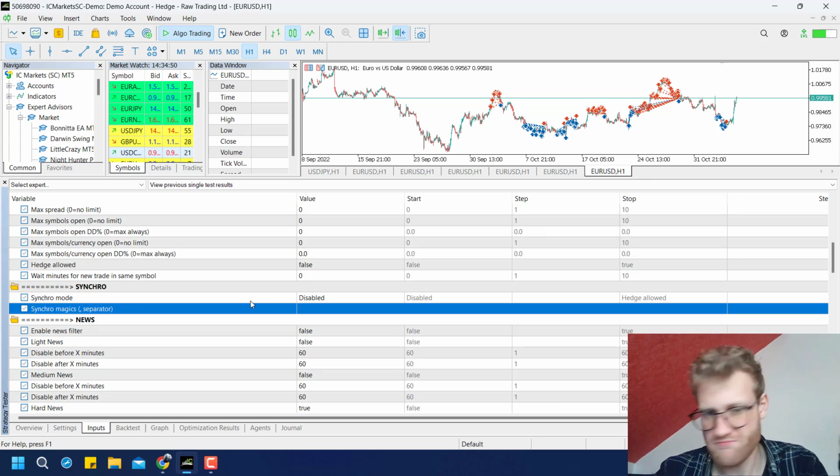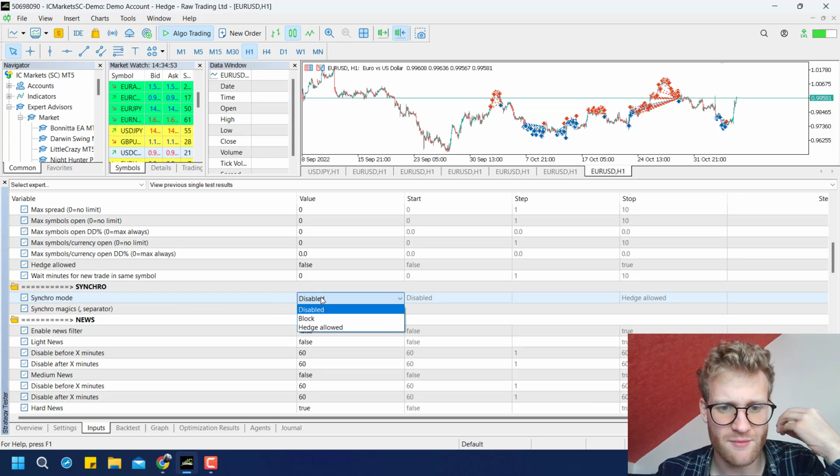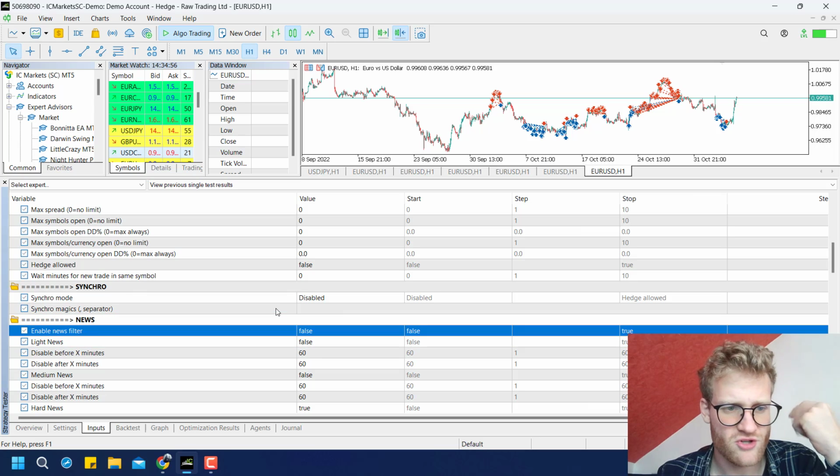Then we have synchro mode. No idea what this means, so I will not be able to explain anything. We will just leave it as it is.